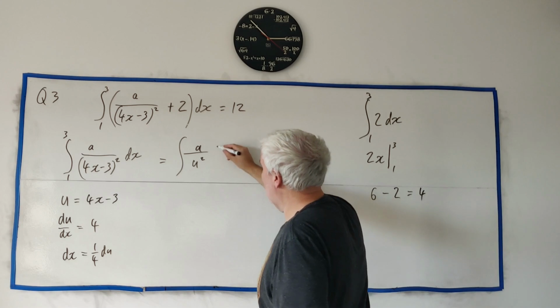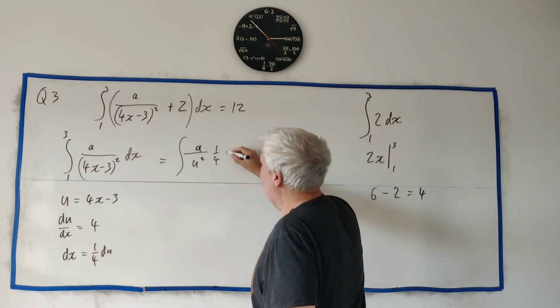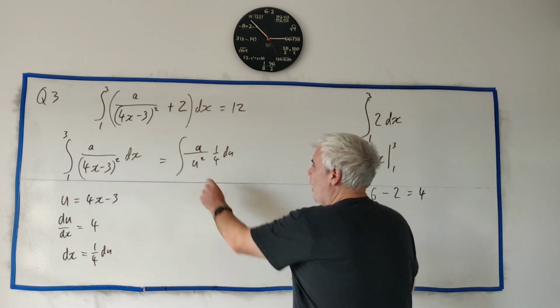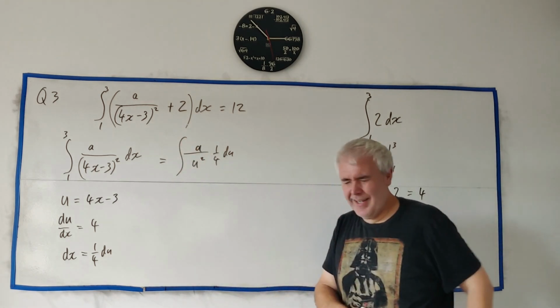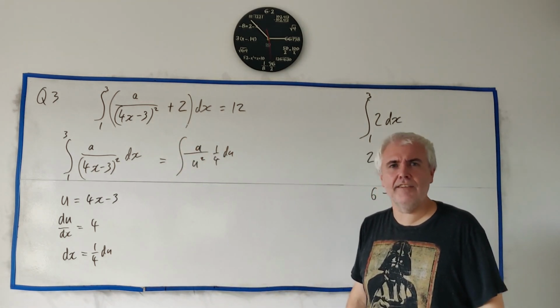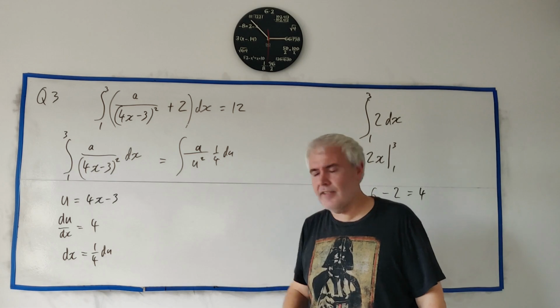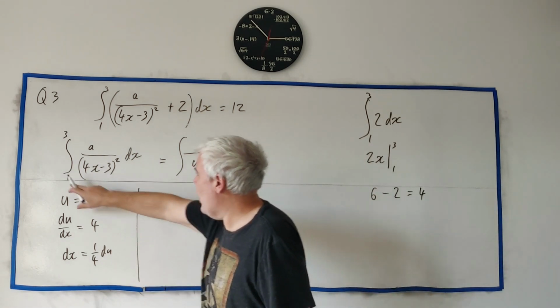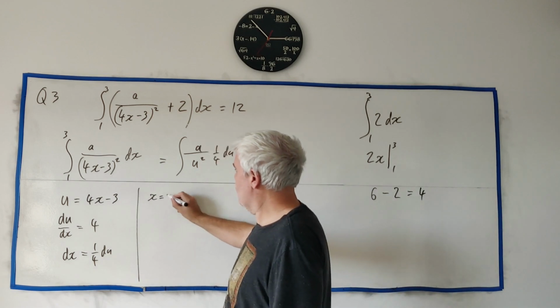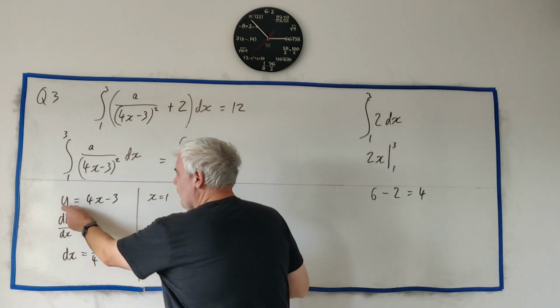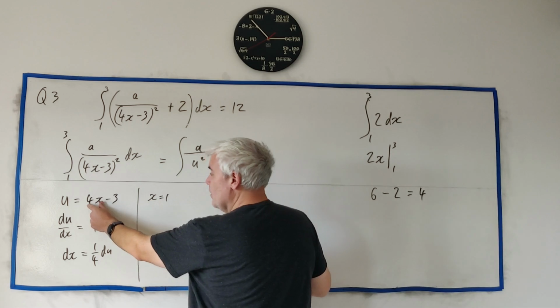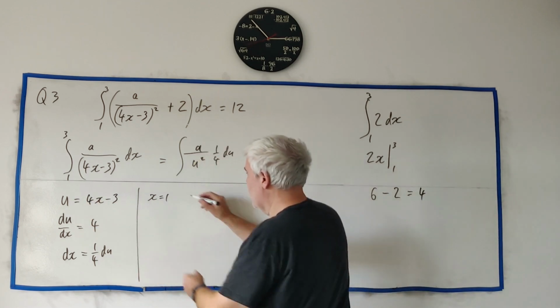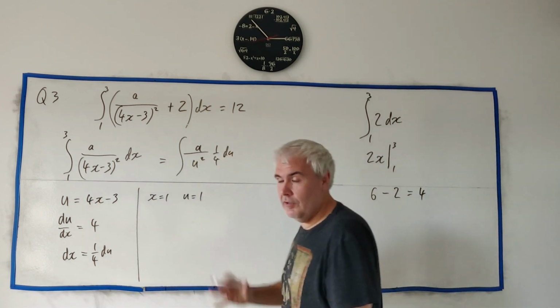Instead of dx, I'll get 1 over 4 du. I've left off units here. You can leave these off till the very end and change it all back into x's. That's fine. What I will do though is, when x equals 1, what does u equal? 4 1s is 4, take away 3. u is also equal to 1.